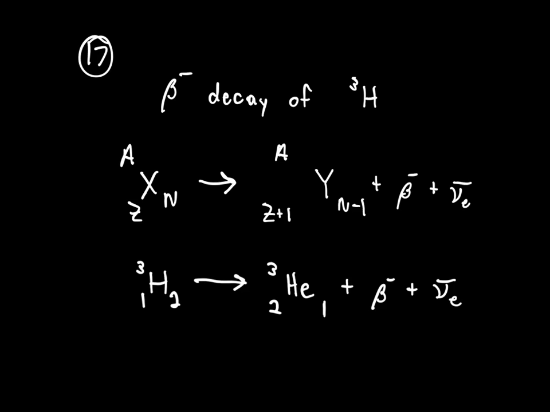Plus 2. I want it to be plus 1. How do I get it to plus 1? What am I adding to this? Electron. What's the charge of an electron? Minus 1. So 2 minus 1 gives me 1. So I have 1 charge on the left, 1 charge on the right.